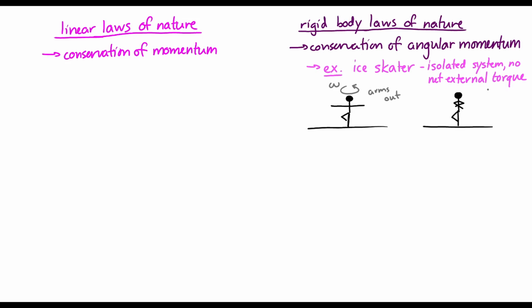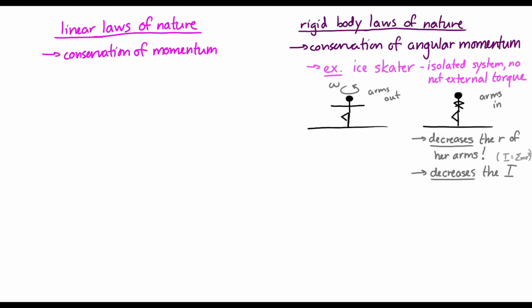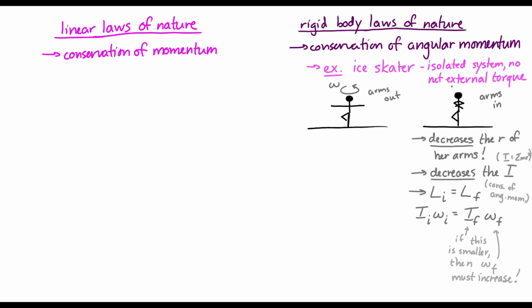if we look at the moment of inertia, what that does is she's reducing her R for her arms. And so that's reducing her moment of inertia. If she reduces her moment of inertia, well, the angular momentum must be conserved. Her angular momentum has to stay the same. But if her moment of inertia decreased, then her angular velocity must increase, and she spins faster.